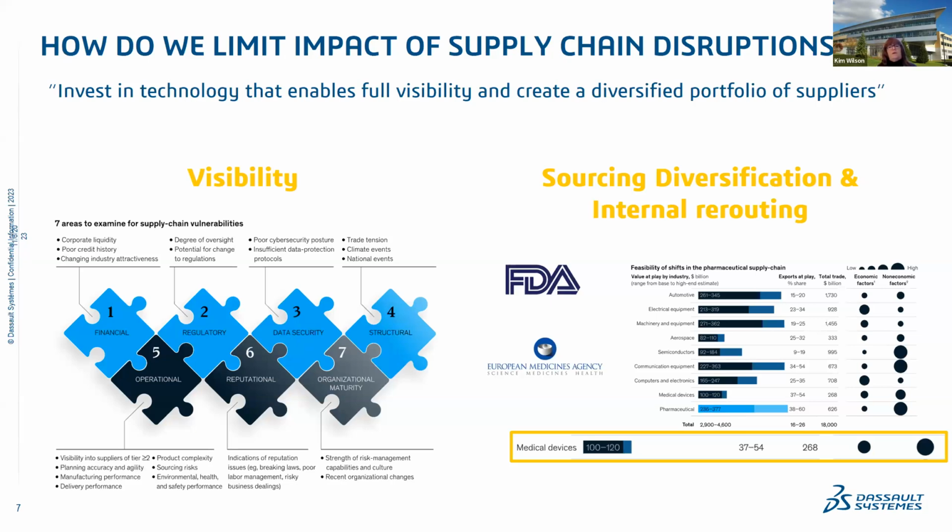So what are the best ways for companies to prepare for supply chain disruption? I think it's obvious that they need to invest in technology that gives them full visibility of the entire supply chain. And then they need to consider, if they haven't, diversifying their portfolio of suppliers. So what we want to do is develop end-to-end supply chain visibility. That's the ultimate goal.